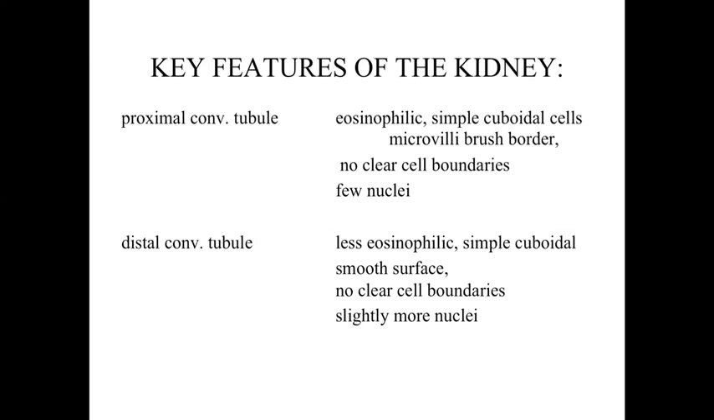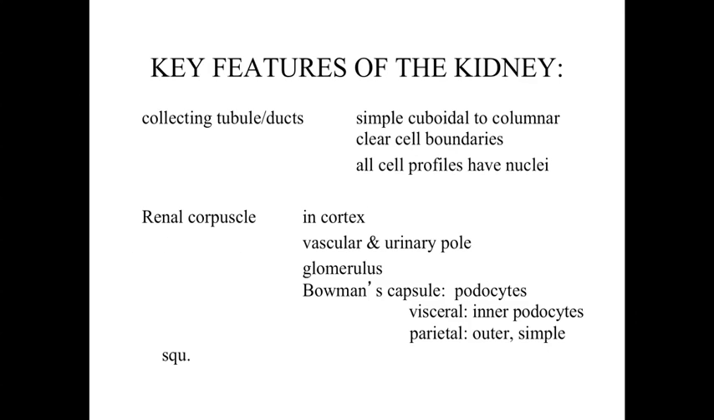The distal convoluted tubules are going to be less eosinophilic. They're going to be more classic simple cuboidal, still smooth surfaces along the epithelial lining. Still no clear boundaries between the cells because of the interdigitations between adjacent cells, but you're getting to the point where you're going to see more nuclei being present, closer to what you would see normally. The collecting tubules and collecting ducts are going to be lined by our traditional either simple cuboidal or simple columnar epithelium. Nice distinct cells, clear cell boundaries, and virtually every cell profile is going to have a nucleus present.